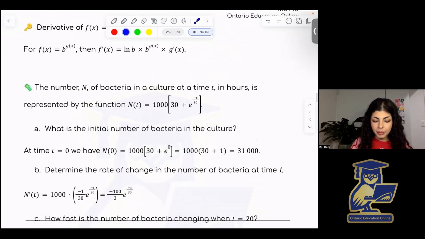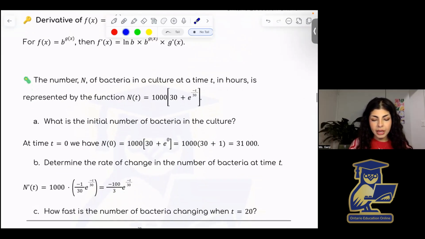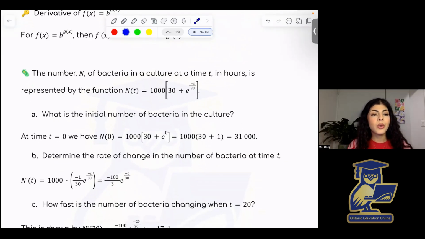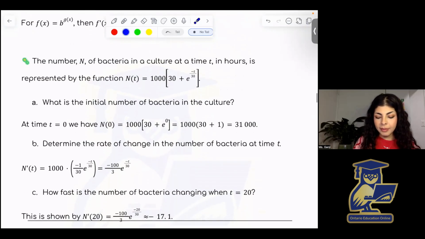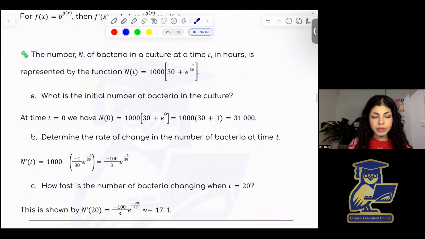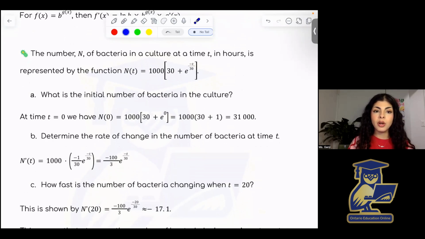Now, one last example here, we have an application question. The number n of bacteria in a culture at a time t in hours is represented by the function n of t, which is equal to 1,000 times 30 plus e to the power of negative t over 30. And first we're asked, what is the initial number of bacteria in the culture?